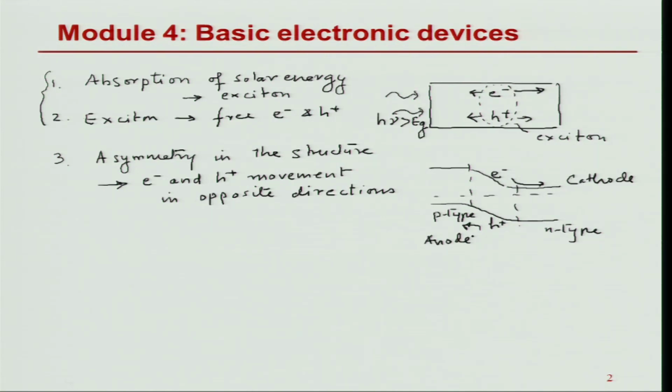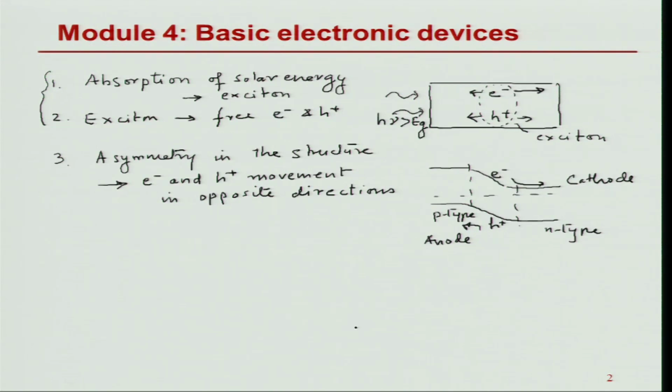So this natural discriminating motion of the electrons and holes is necessary to get the photovoltaic action. If you did not have that, then the free electrons and holes will recombine with other electrons and holes, and you will not get any generated voltage in the device.